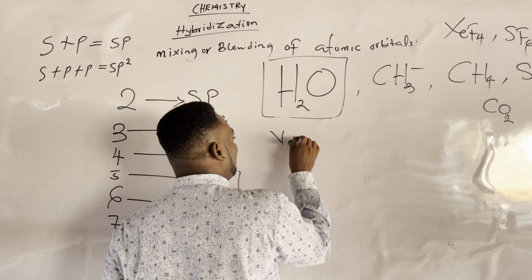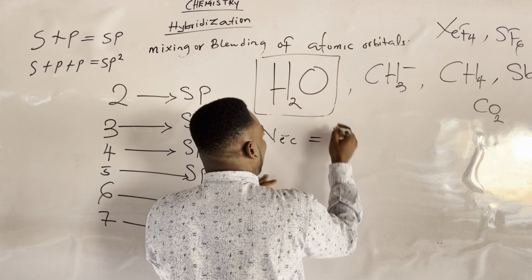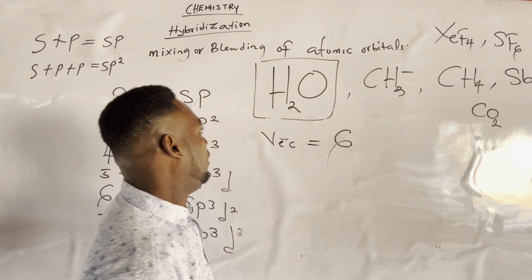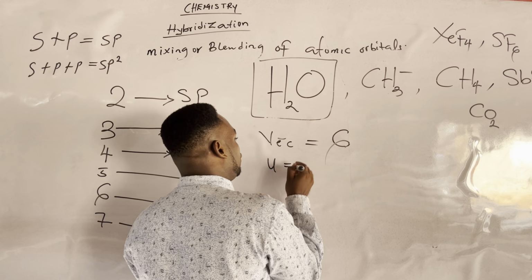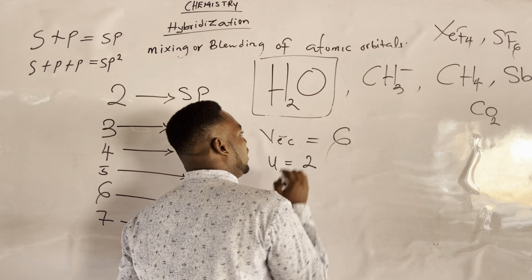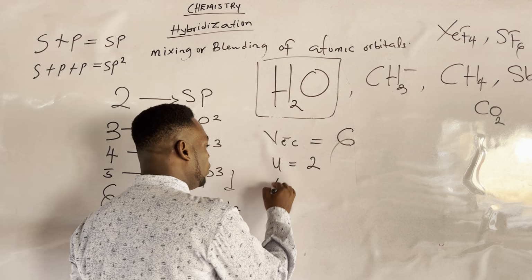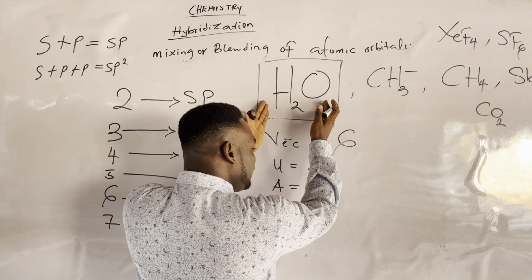So moving on now, I want to determine VEC. I just said now that VEC, the valence electron of the central atom, is what, class? 6. I've just determined that for oxygen. Alright? Now, do I have U? The next thing I need to ask myself is U. Do I have U? Yes. I have hydrogen. How many hydrogen do I have? It's 2. Do I have an anion and cation? No. Anion 0, no positive charge, no negative charge.